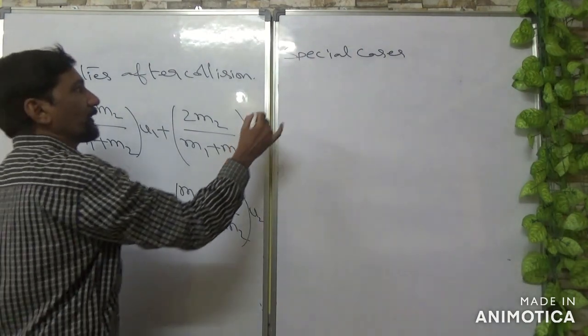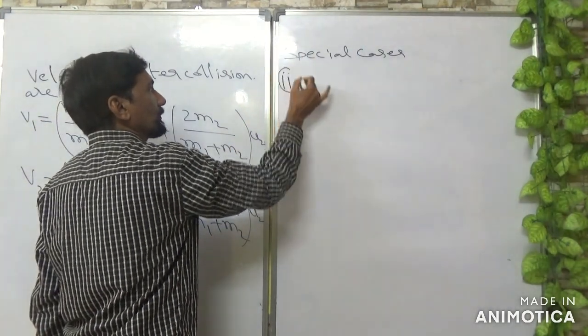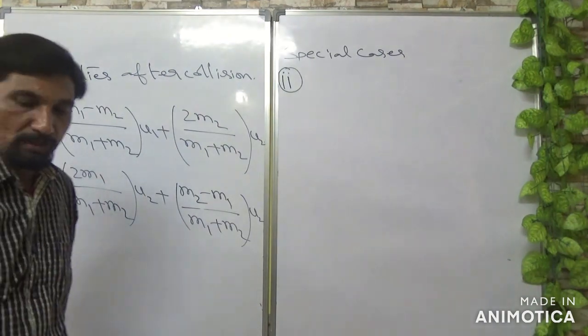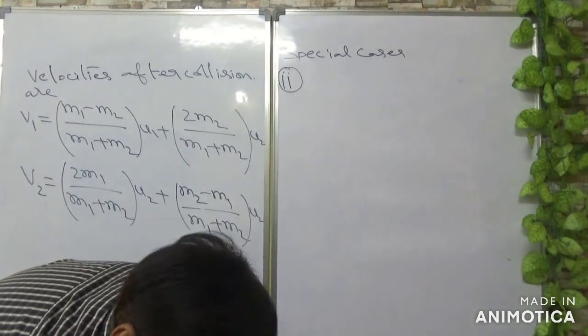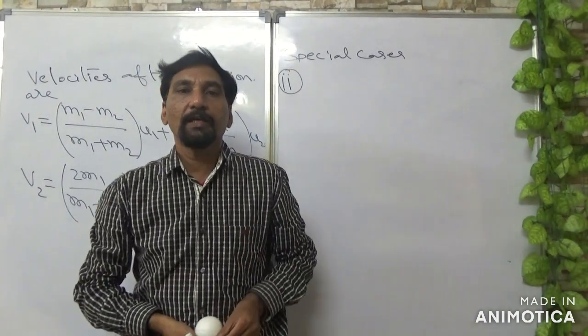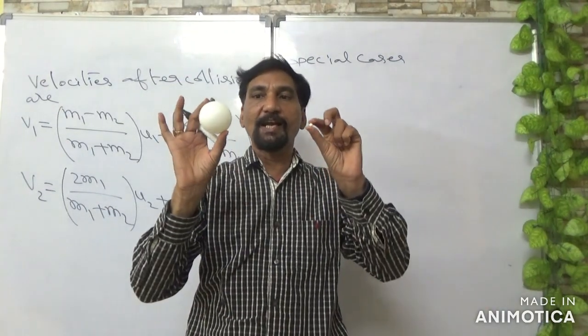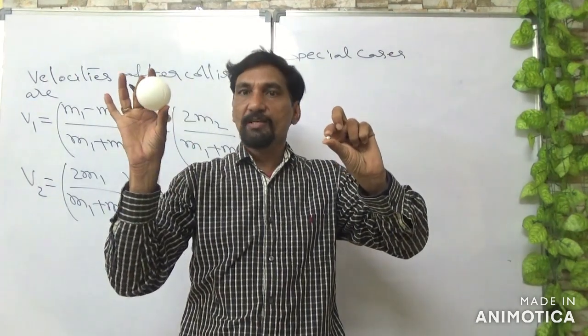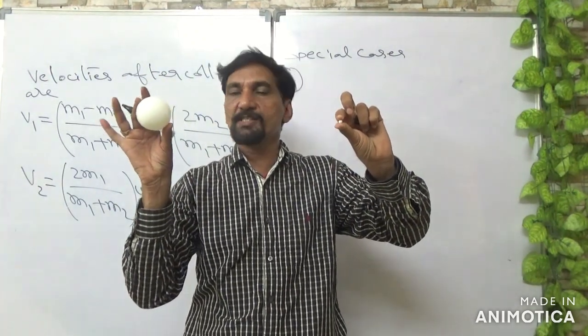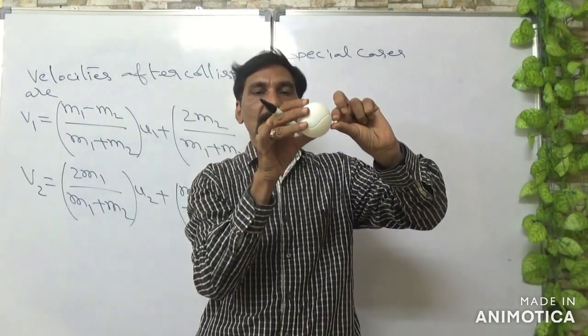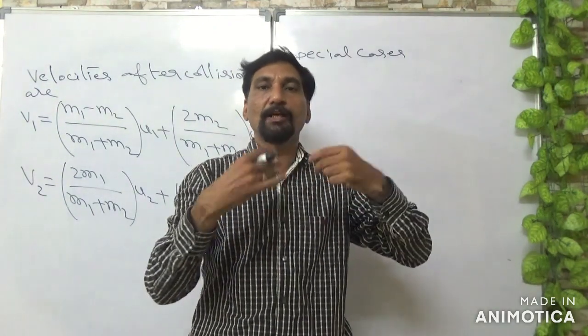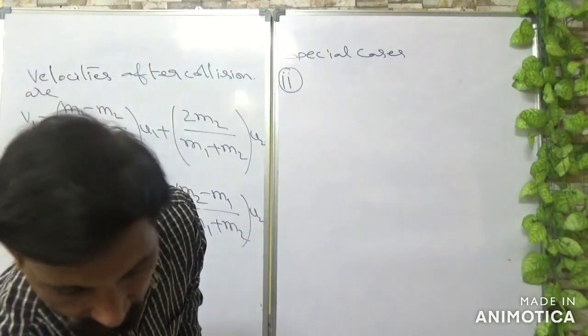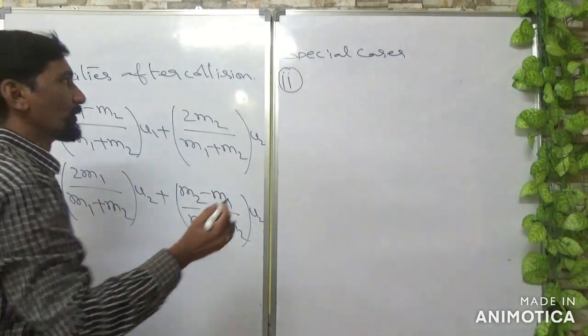Okay, second one. Suppose you are considering a heavier body and a lighter body. Lighter body at rest, heavier body is moving. Suppose this heavier body hits the lighter one. Then you want to know their velocities after the collision.